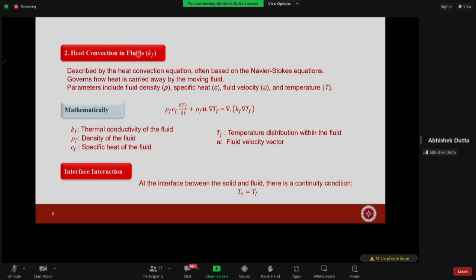Conjugated heat transfer is different from other aspects of heat transfer in that you are now considering the transfer into the fluid by assuming that at the interface between the solid and the fluid there is a continuity condition. This continuity condition is very important: at the interface, the temperature of the solid has to be equal to the temperature of the fluid. This is a very important interface interaction condition, without which the conjugated heat transfer will not work.